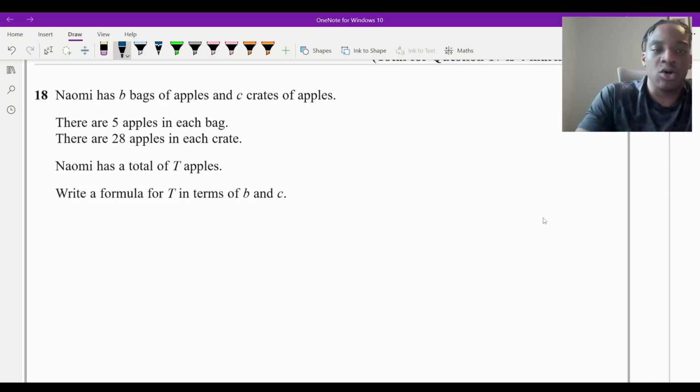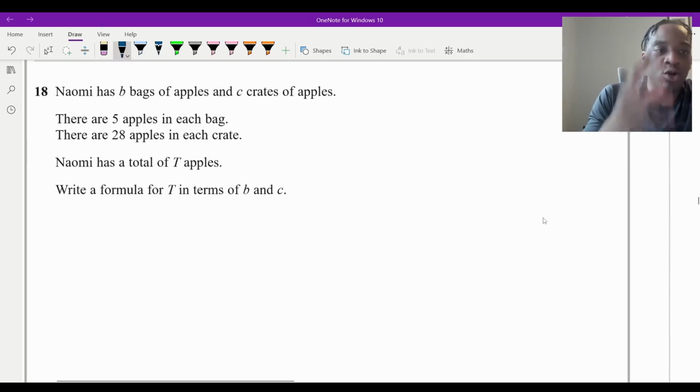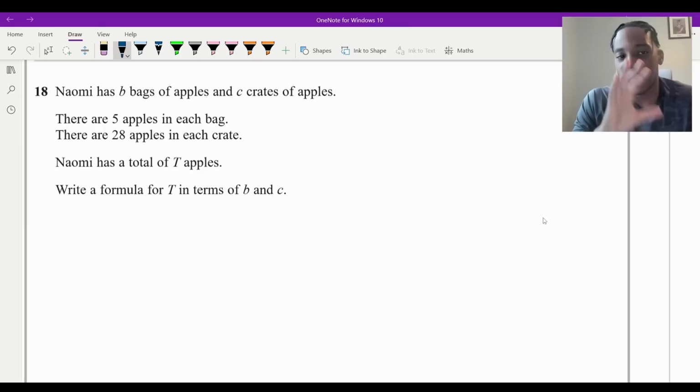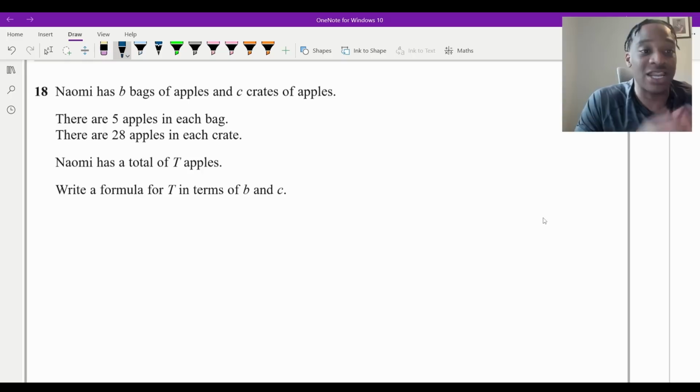Okay, so there's a lot going on here. There's a lot of letters. It may look a bit daunting, but what you want to do is just take your time, take it step by step. Now, what are we dealing with? We're dealing with T, which is the total amount of apples, and they either come in bags or crates. Now, we need to write a formula for the total amount of apples that Naomi has.